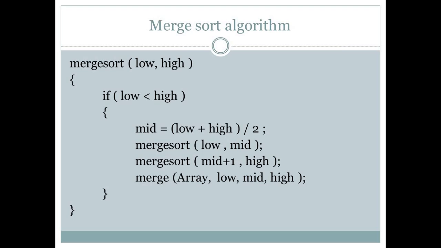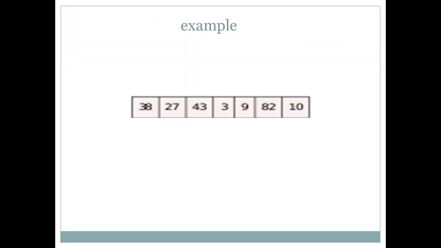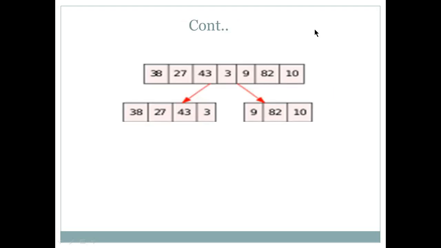Now let's understand it by an example. Here we have 7 elements in this list. We will perform mid equals low plus high divided by 2. Here our low is equal to 1 and high is equal to 7, so 7 plus 1 is 8, divided by 2. So our first part will be these 4 values and the last part will be these 3 values. So here we have divided the list into these two parts.